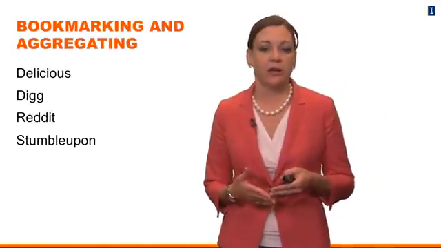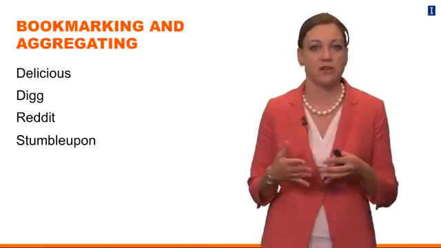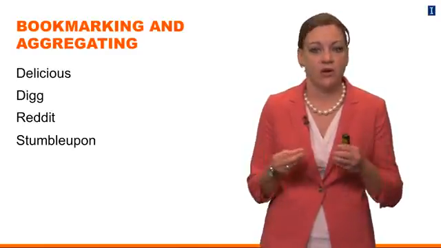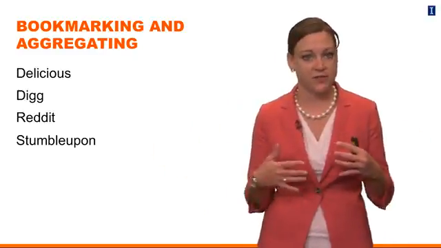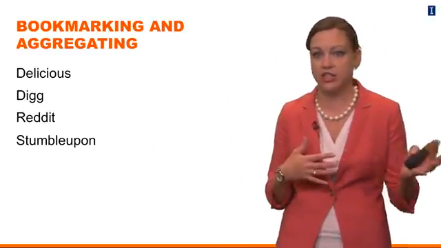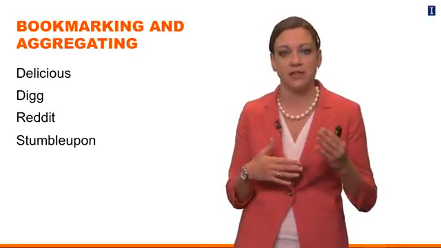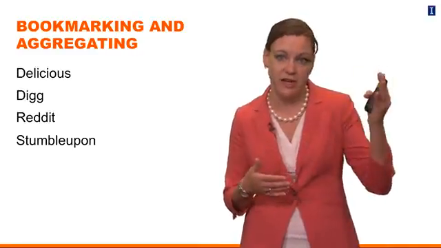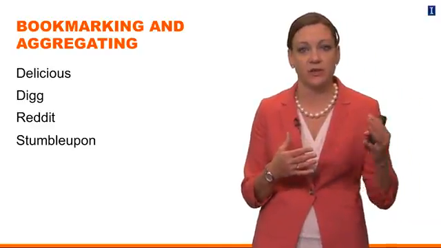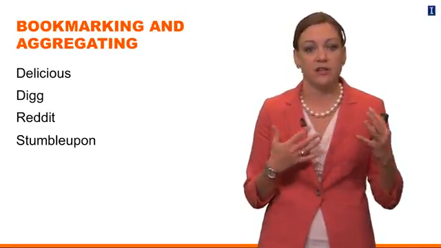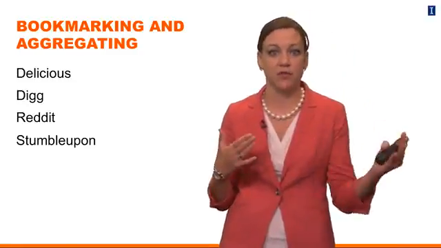Bookmarking and aggregating platforms and sites are another way that brands can tap into this power of sharing. So here, users find stuff around the web, aggregate it, share it with their networks, and the content that's most popular goes to the top, right? So if our content is popular, as you can see here on Delicious, we can get to the top and get that further out there.